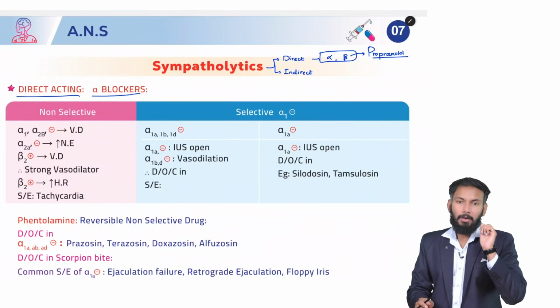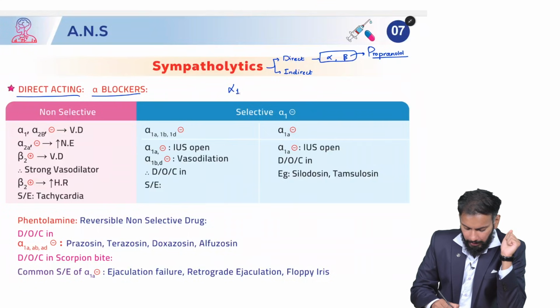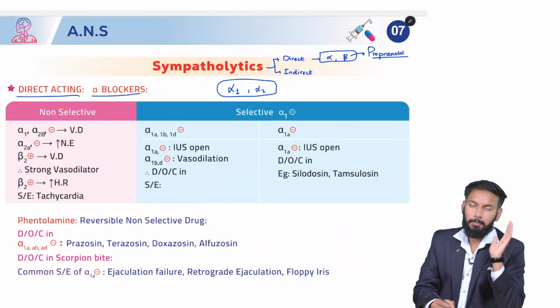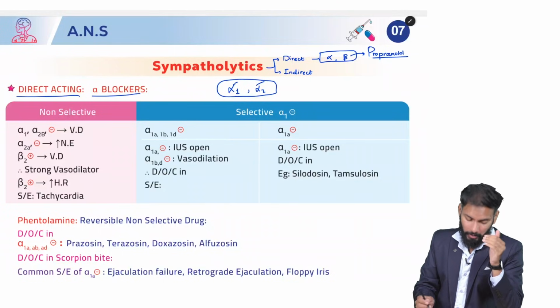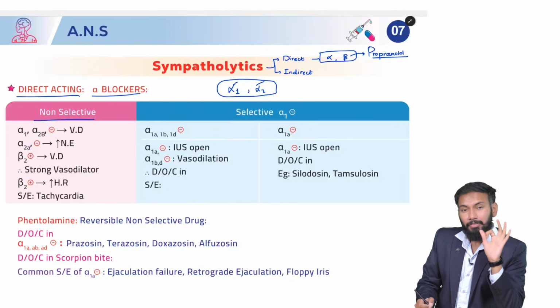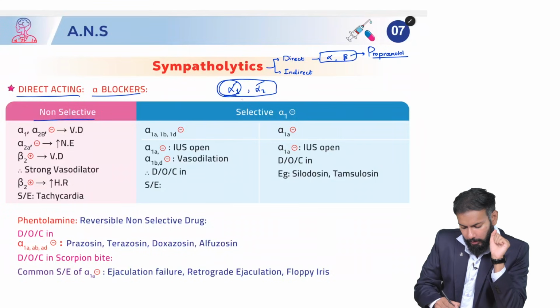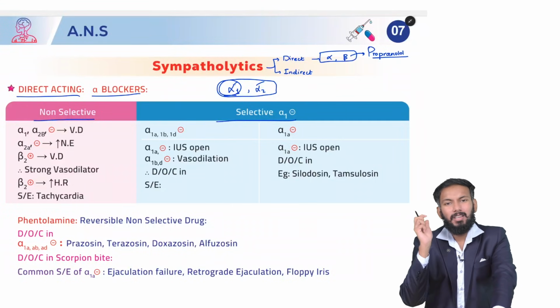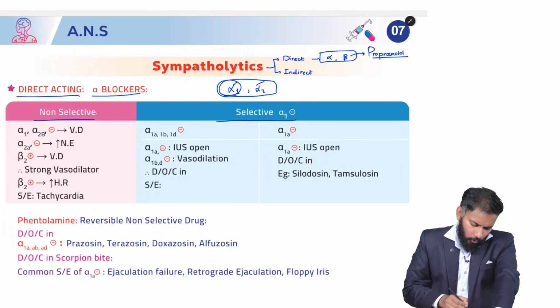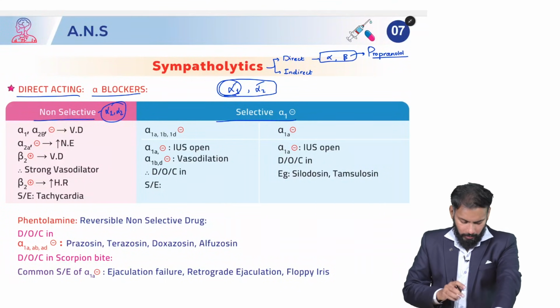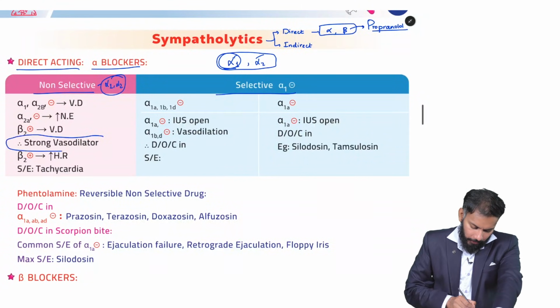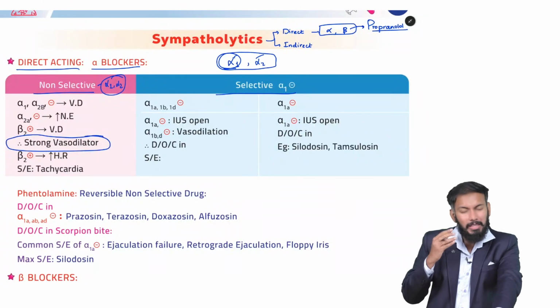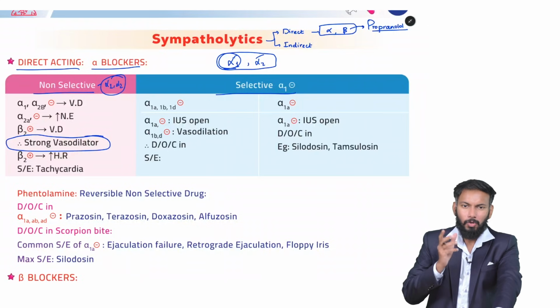Now in alpha, how many receptors do we know? We have alpha 1 and alpha 2. If we block both the receptors, alpha 1 and alpha 2, we call it non-selective. If we block only alpha 1, we call it selective alpha 1 blockers. So an easier way to remember is, since non-selective is blocking both alpha 1 and alpha 2, you can think that it is a strong vasodilator because it is blocking 2 receptors. Think of it this way. Yes, it is a strong vasodilator.